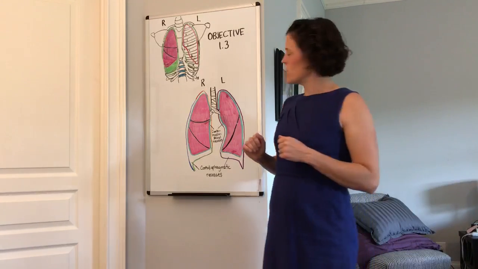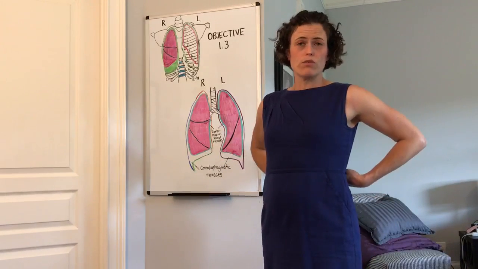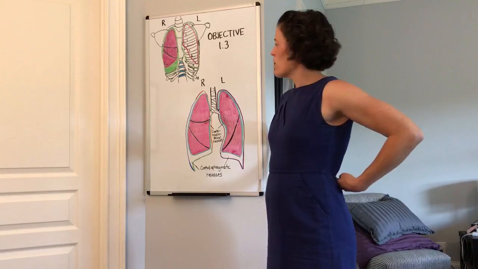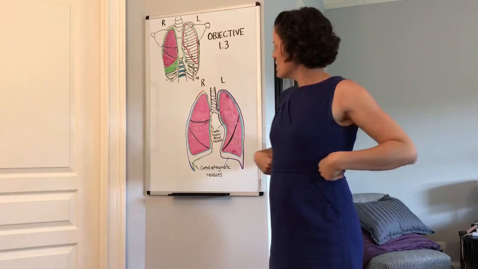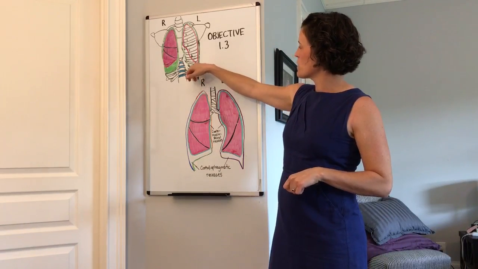Surface projections of the parietal pleura and the lungs are as follows. Posteriorly, the inferior border of the parietal pleura reaches all the way down to the 12th rib, while the lungs reach to the 10th. Moving more anteriorly, the parietal pleura reaches to the 10th rib, while the lungs reach to the 8th.